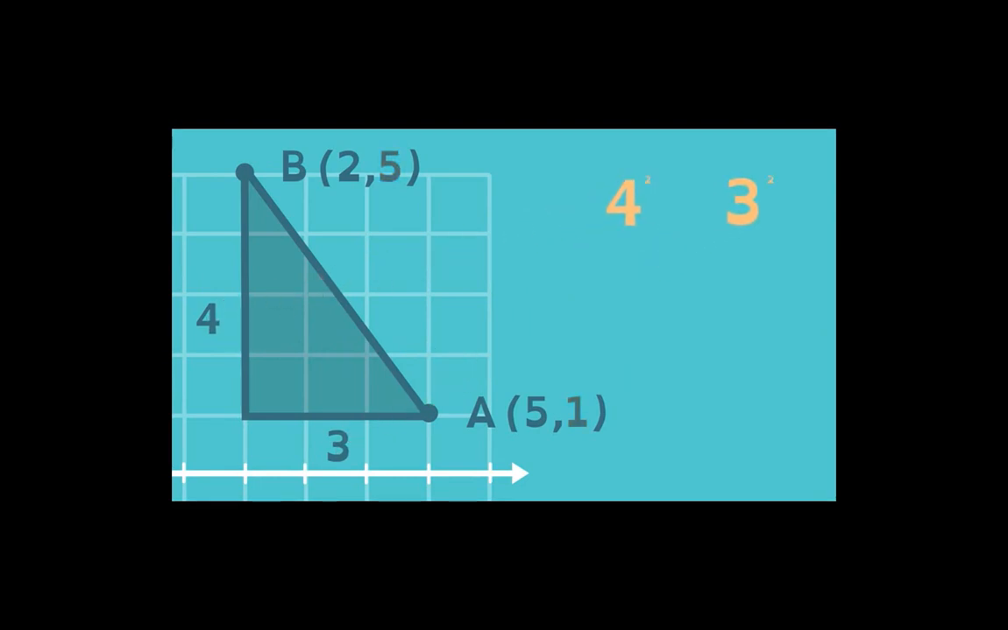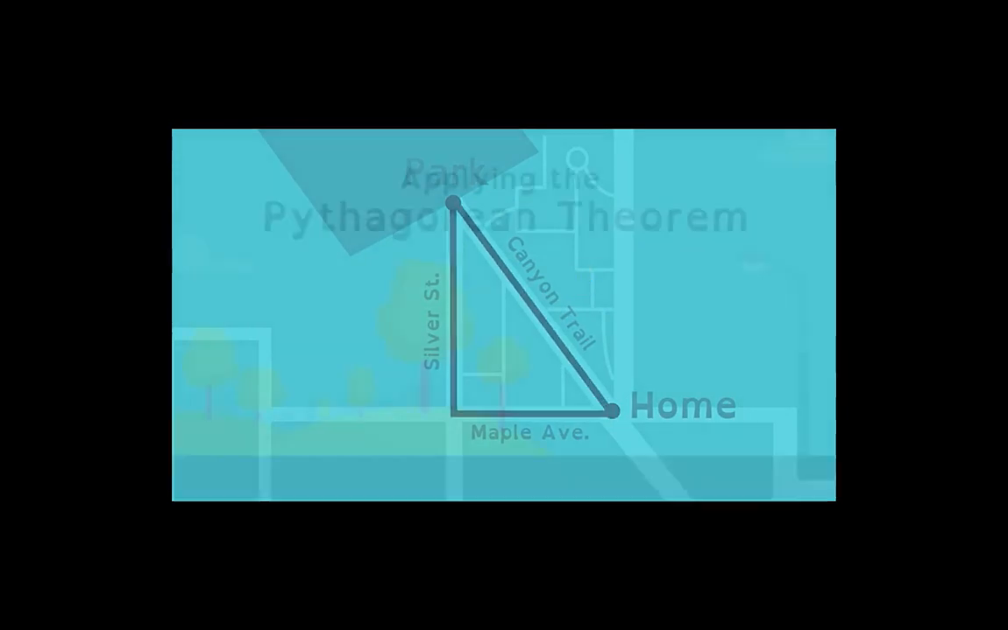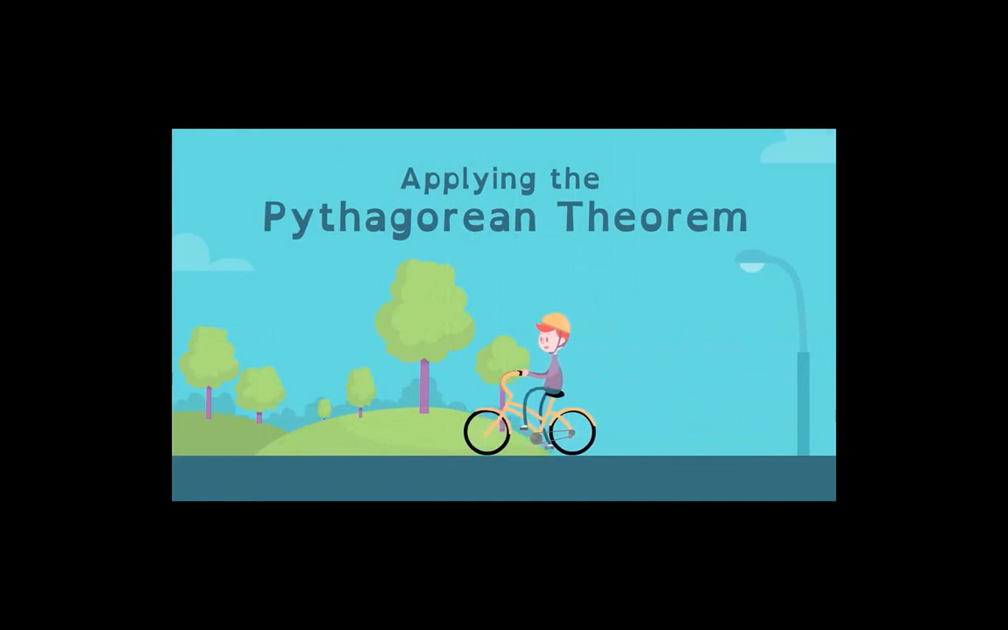Now apply the Pythagorean Theorem. 4 squared plus 3 squared is equal to 16 plus 9, which when added together equals 25. That's the same as 5 squared. Again, the length of Canyon Trail is 5 miles. If you can represent a problem using a right triangle, the Pythagorean Theorem can help you find distances.